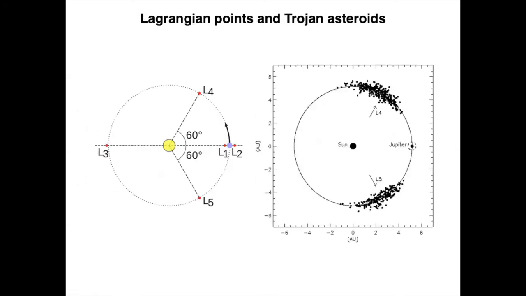Because the L4 and L5 points are stable, they are very important. These are the location of the Trojan orbits. As you know, Jupiter is followed by a cohort of asteroids located at its L4 and L5 points, where the orbits are stable. These L4 and L5 points are 60 degrees away, in an equilateral triangle connecting the Sun and Jupiter.